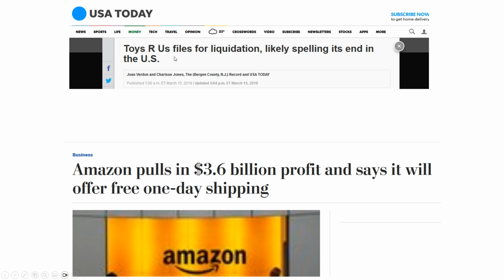If anybody's from the local area here, you may remember that there used to be a Toys R Us over by the Huntington Mall.